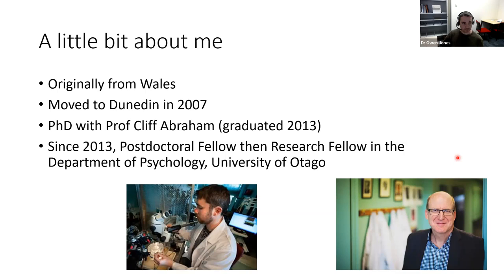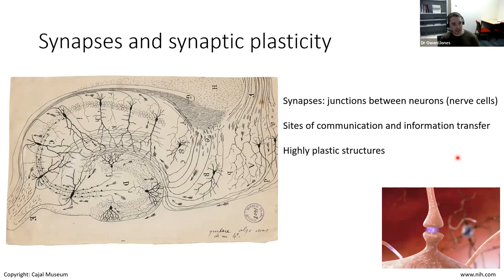If you're familiar at all with Cliff or the work that has come out of his lab, then you will have heard of one word in particular: synapses. Cliff's work is synonymous with synapses. Synapses are the junctions between your neurons, your nerve cells. This is the site at which one cell makes contact with another cell in the brain. And if you want to know about synapses, you have to go back in time almost 150 years to see where the story starts.